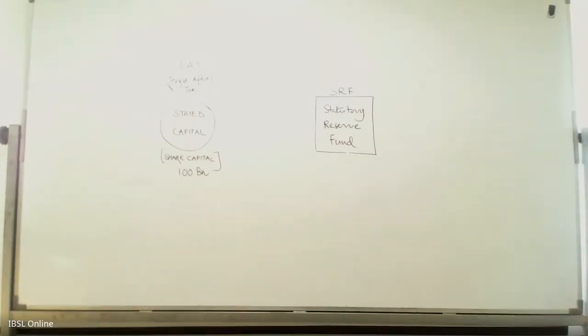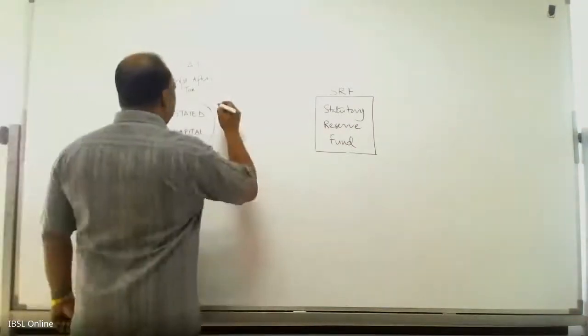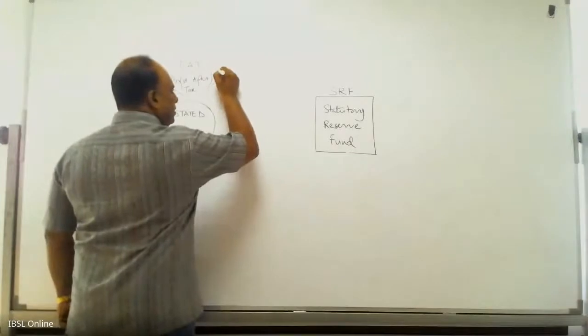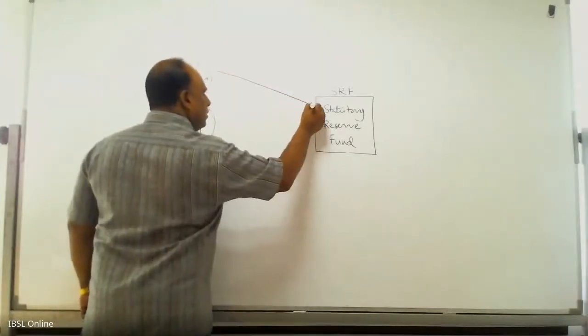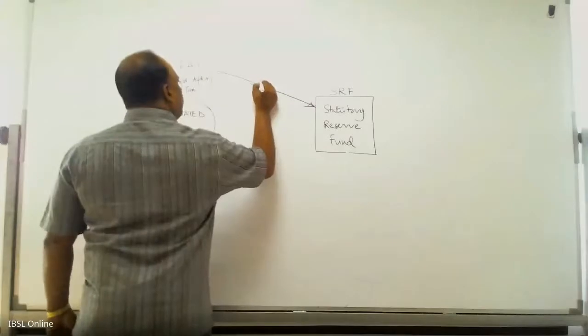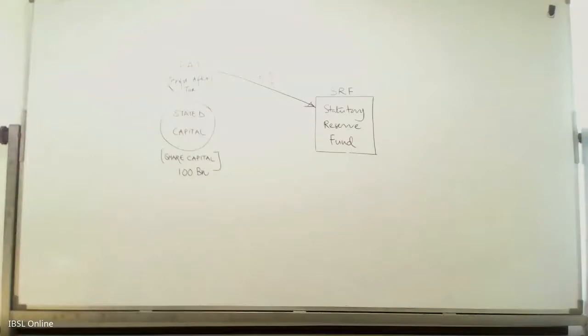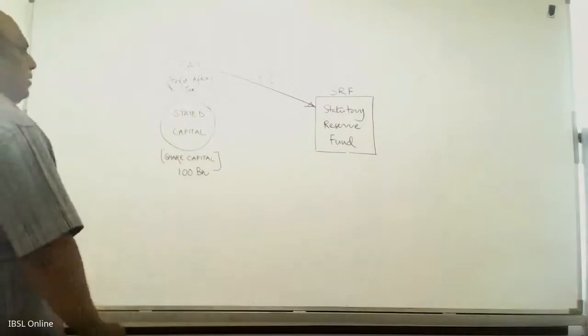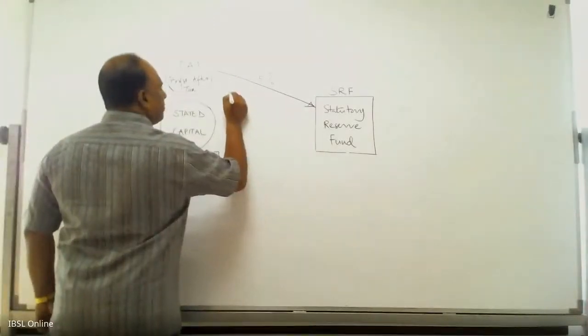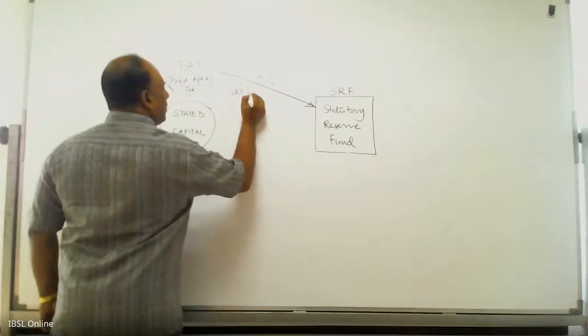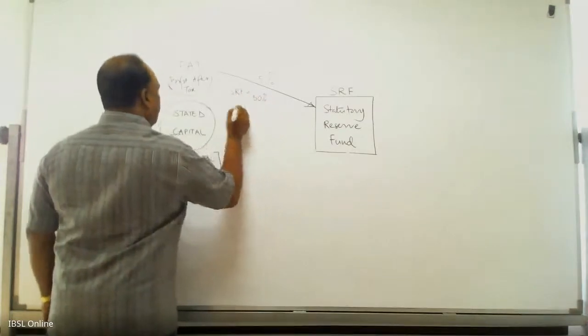So how do they want banks to do this? Step 1 is where every year from your profit after tax, you transfer 5% of your profit after tax. Say if you have earned 10 billion, of that you transfer 5% to the statutory reserve fund until the SRF is equivalent to 50% of stated capital.